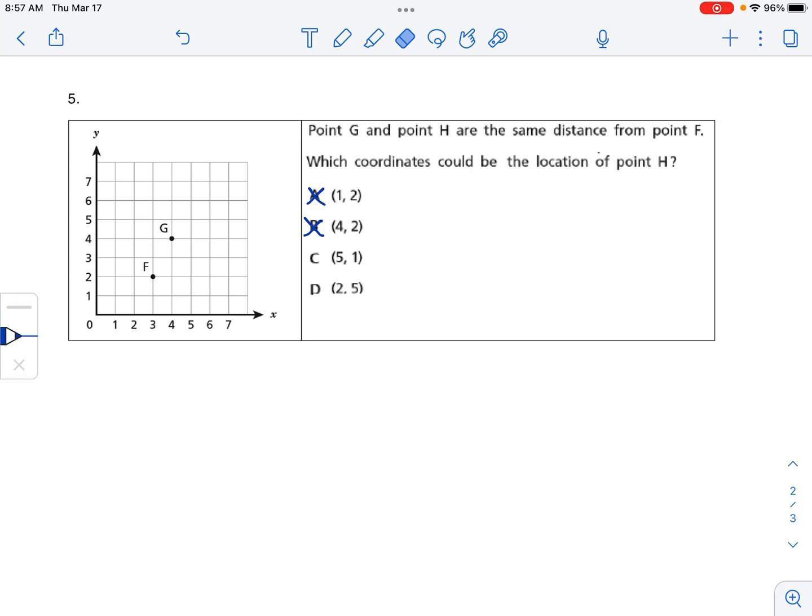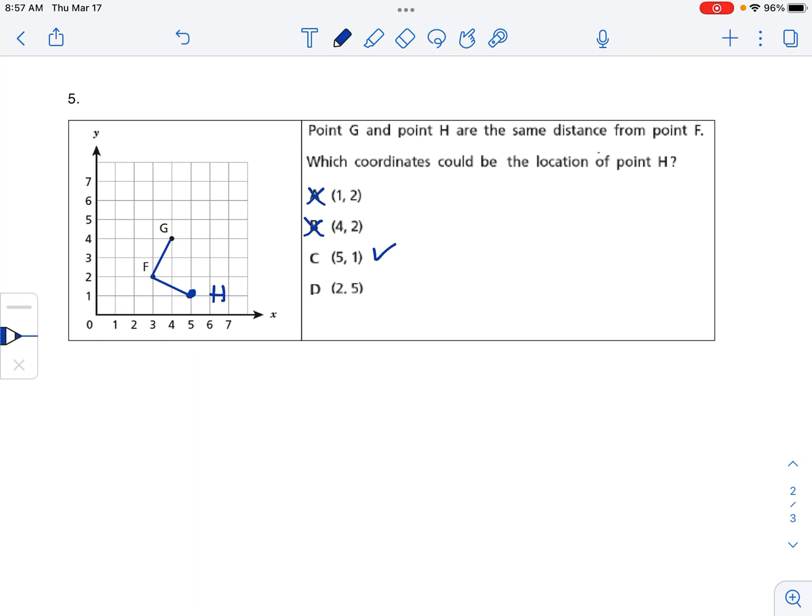Okay, let's go to 5, 1. 5 to the right and 1 up. This would be point H. So the distance from F to G is this diagonal here. And F to H is also that similar diagonal. Those 2 distances look the same. So far I would say C is the best option.